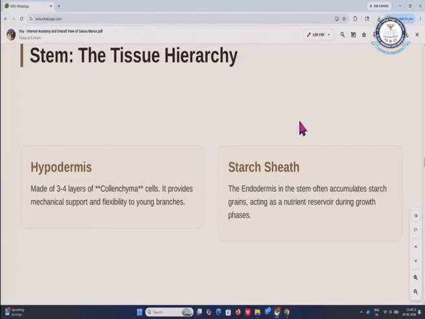If we see the tissue hierarchy in the stem, the first one is the hypodermis. This hypodermis is made up of 3 to 4 layers of collenchymatic cells. In the root, parenchyma cells are present, but in the stem, we see collenchyma cells are present. These collenchyma cells provide mechanical support, and also flexibility to the young branches.